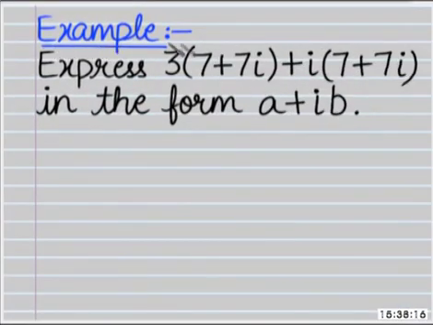Let us see an example. Express 3 whole multiplied by 7 plus 7 into iota plus iota whole multiplied by 7 plus 7 into iota in the form a plus iota b.